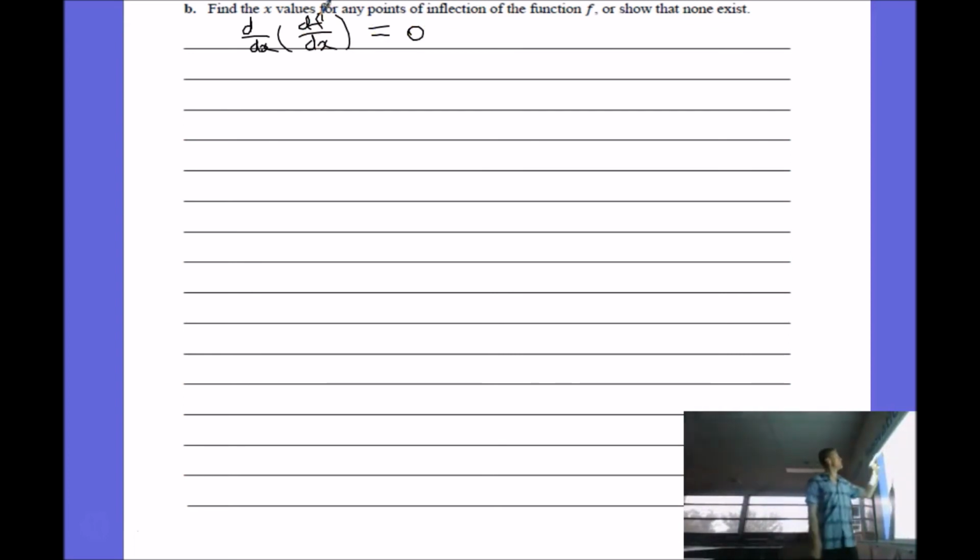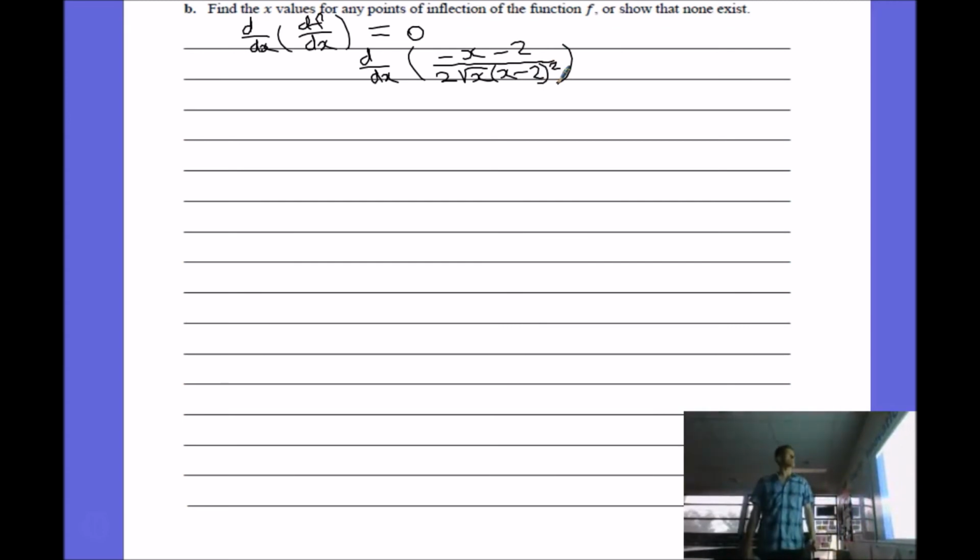Alright, so the derivative of our rule. Now, what was that derivative? Let's have a look. Let's write that down, shall we? We had -(x minus 2), then 2 square root of x, and then there was an (x minus 2) all squared. Alright, well this is going to get tricky.